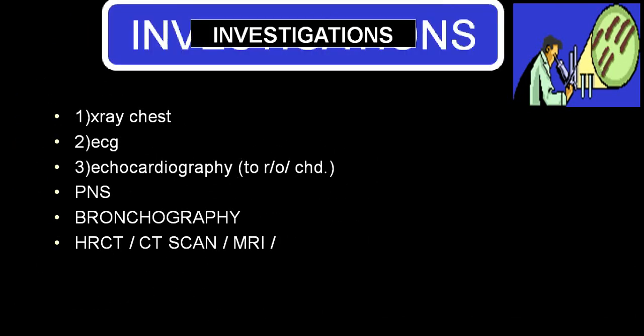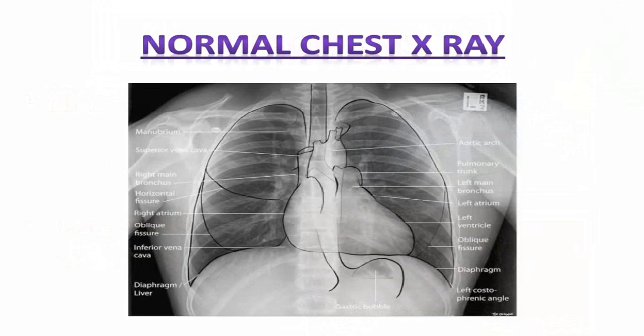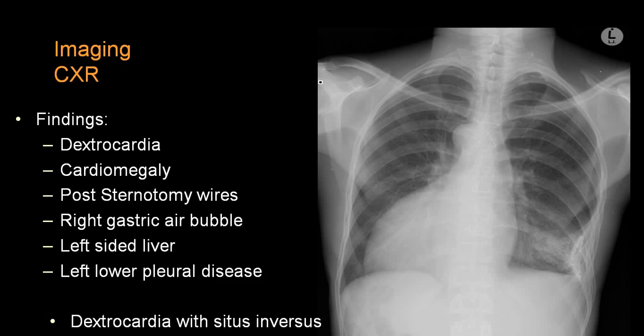As far as investigation is concerned, we already showed you that X-ray chest, ECG and echo will be best. To rule out Kartagener syndrome, PNS X-ray, paranasal sinuses, bronchography for evidence of bronchiectasis, or it can be confirmed by HRCT, CT scan or MRI. So ECG becomes very useful and X-ray chest becomes very useful.